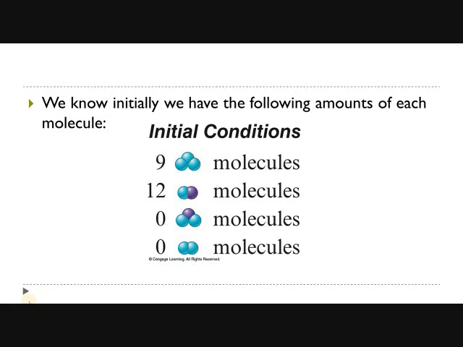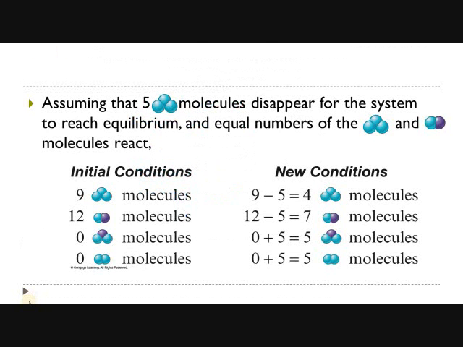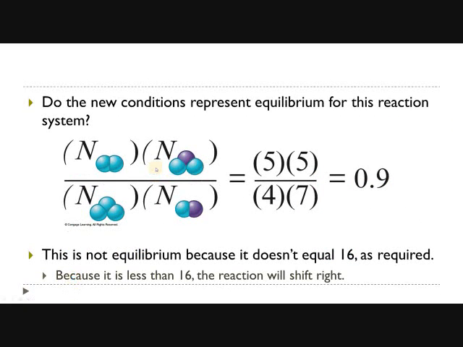So let's see how we can reach equilibrium. Just assuming that we have 5 molecules transfer, and it's a 1-to-1 ratio for everything, from the initial to the new conditions, all we have to do is we know that it's going to shift towards the products. So that's why we're adding for the products and we're subtracting for the reactants. We get these 4 new values for the molecules. So then we can plug into the expression to see if that will equal K.